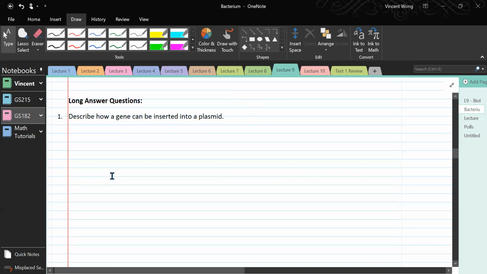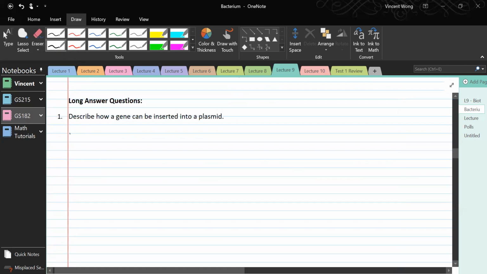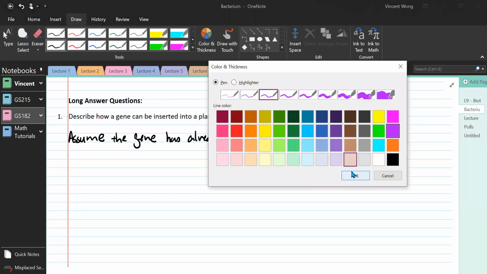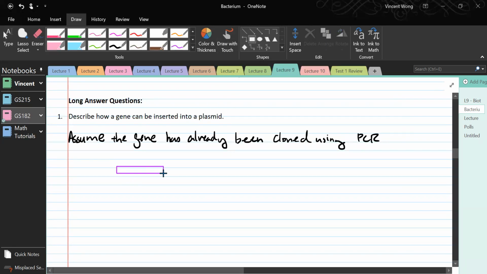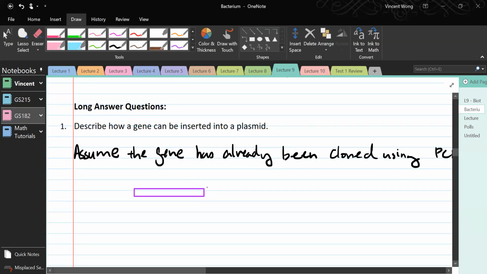Next, describe how a gene can be inserted into a plasmid. Okay, so we're gonna assume the gene has already been cloned using PCR. So let's say this is my gene. And then the gene is going to be flanked by some palindromic sequence. Let's say, again, AATT. It's just an easy example.